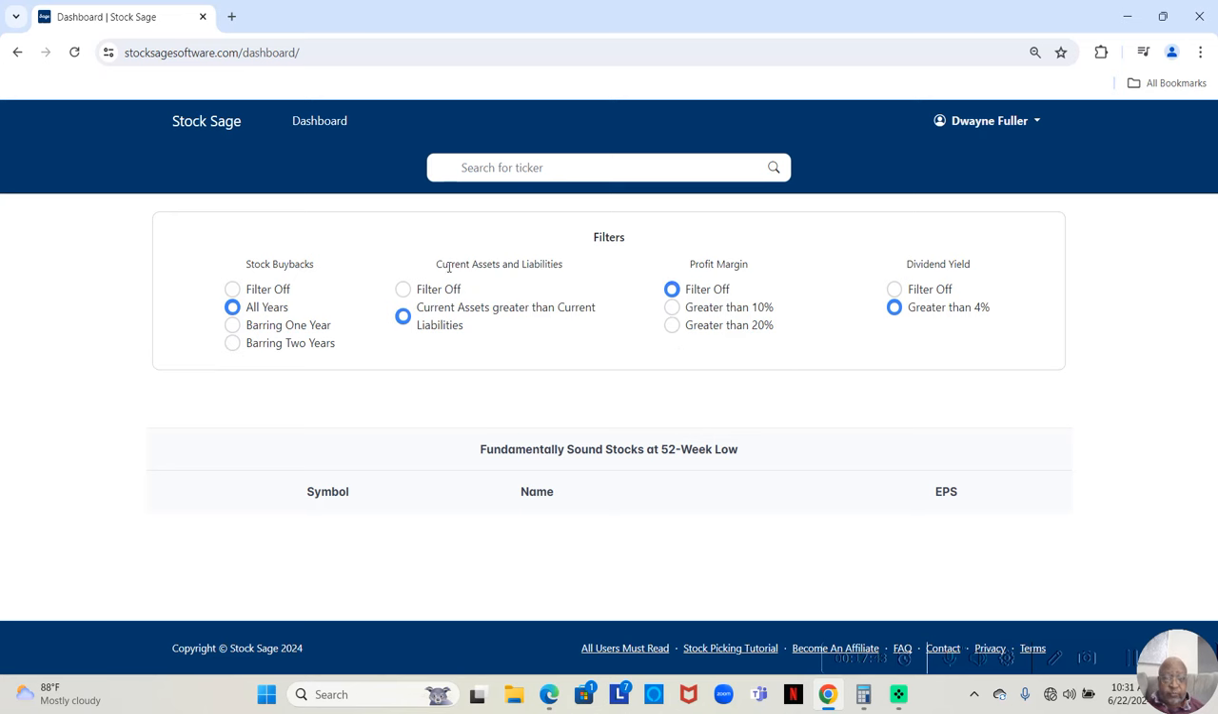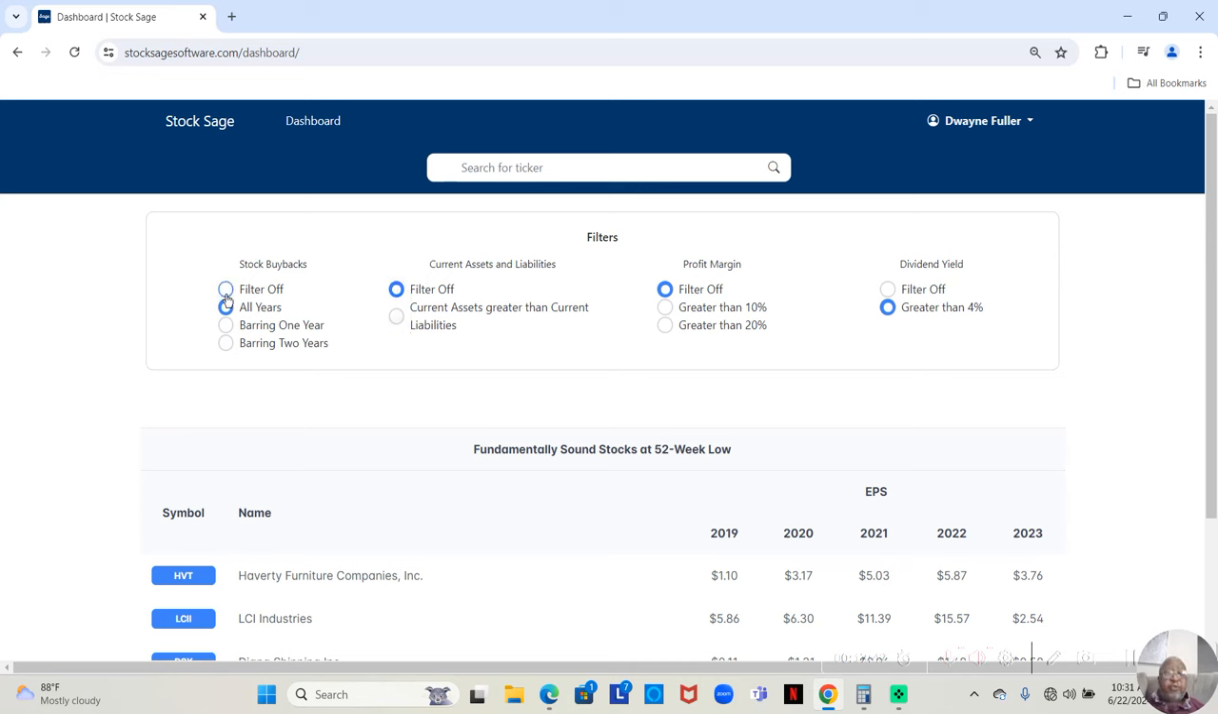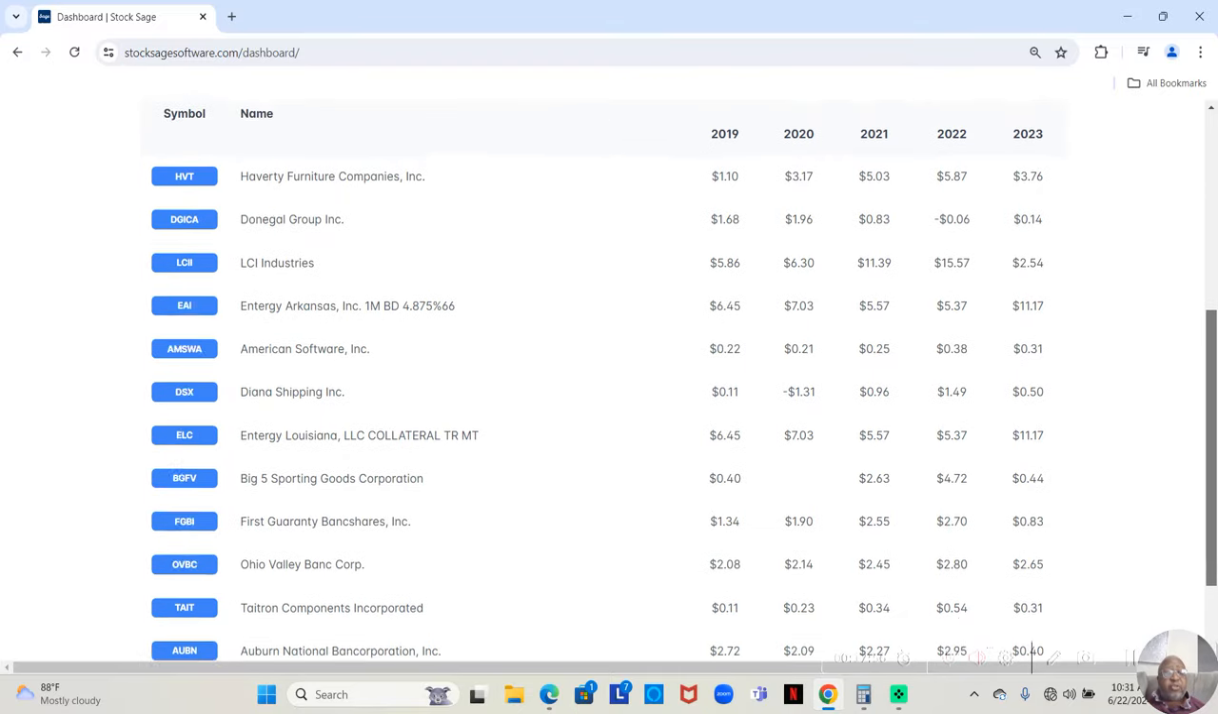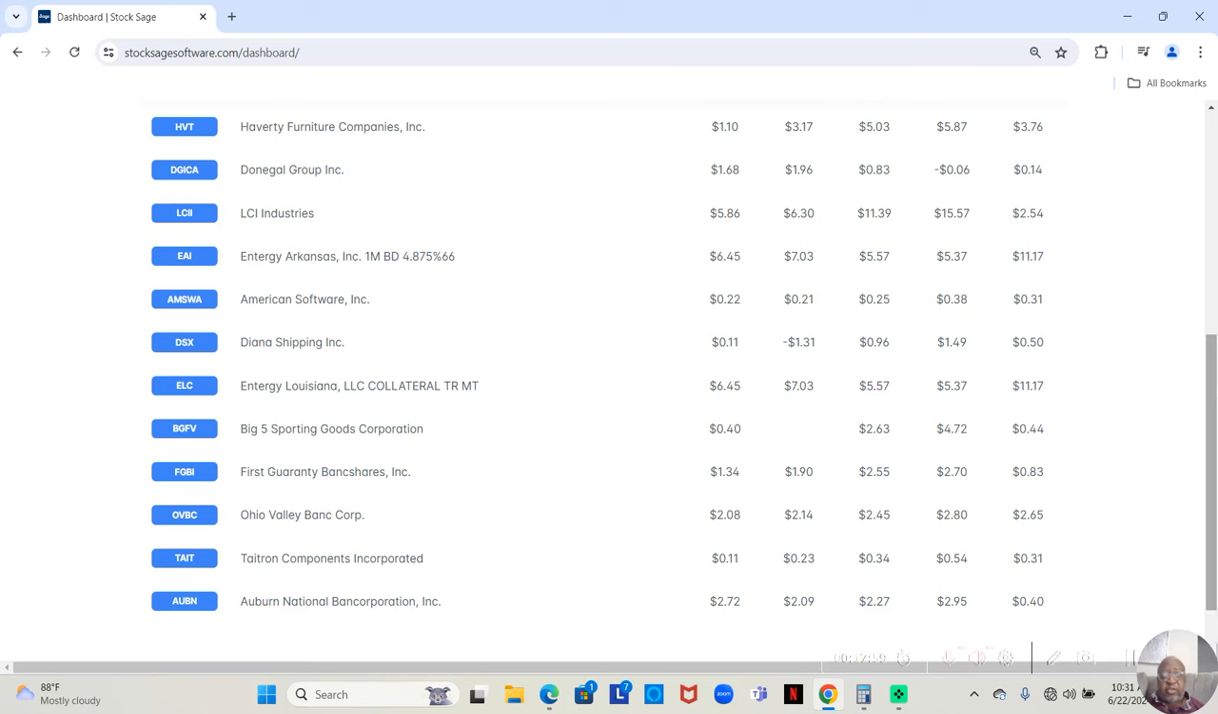But in any event, here was our list of companies that hit the 52-week low this week that had dividend yields above 4%. And the great thing about that is, not only are these companies with dividend yields above 4%, but they're companies that are at their annual low price. So you can actually click on the company. Let's go to American Software.